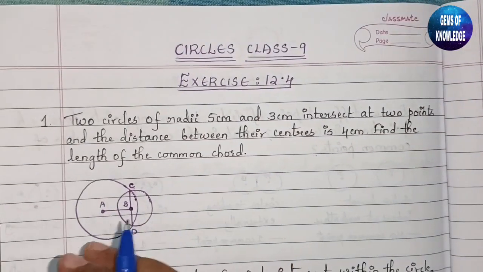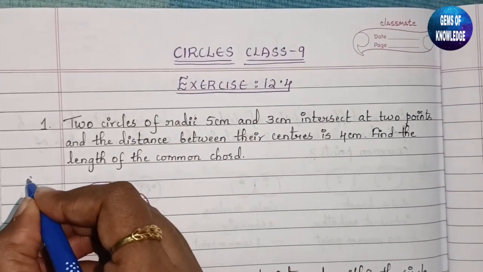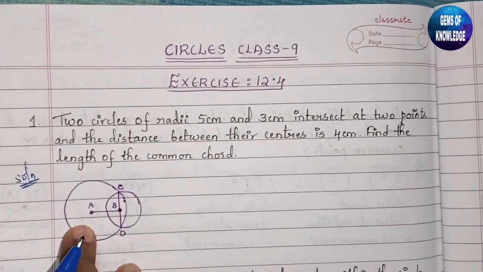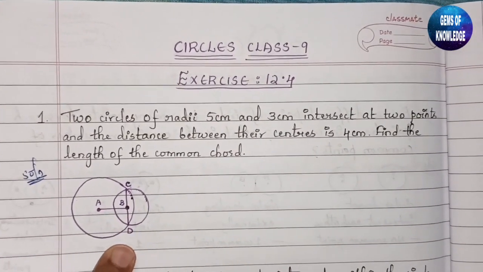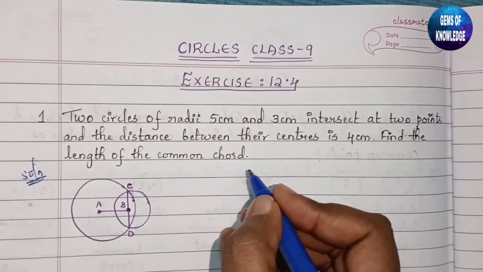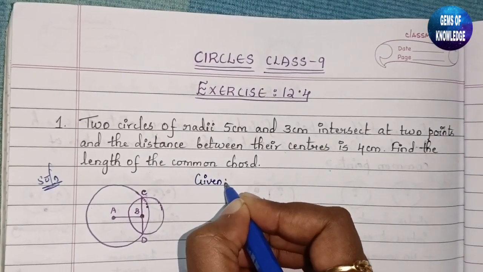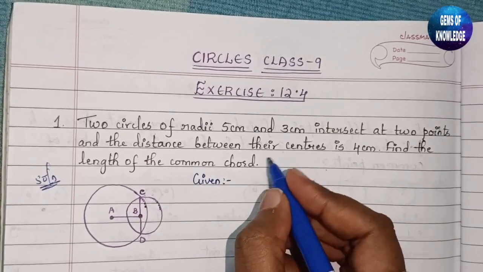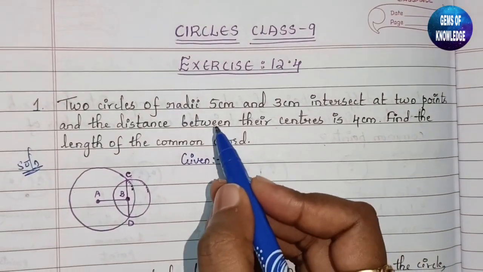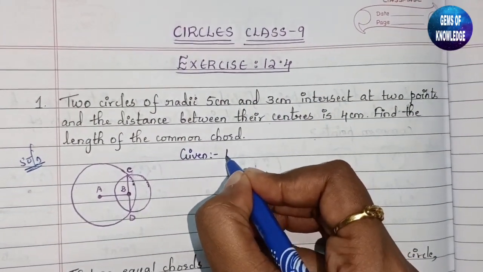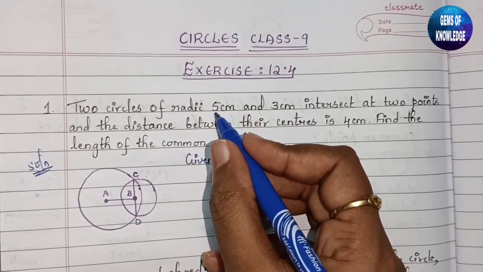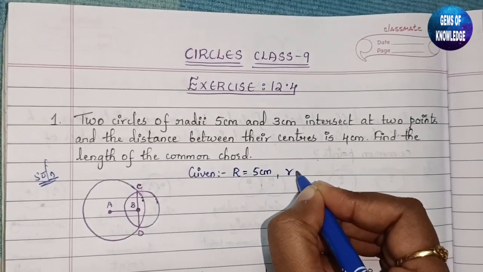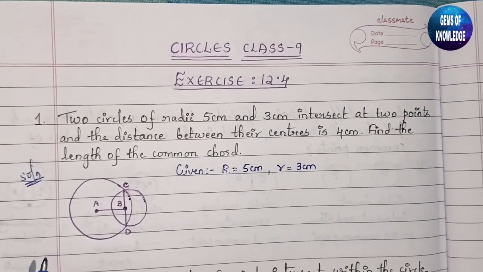So let us write what is given here. This figure is not present in the textbook. We need to draw this figure as the answer. So I have drawn just a sample figure. So let us see what is given. Given: the bigger circle is of 5 centimeter. I will mention this as r. This bigger circle has radius 5 centimeter and the smaller one has 3 centimeter radius.